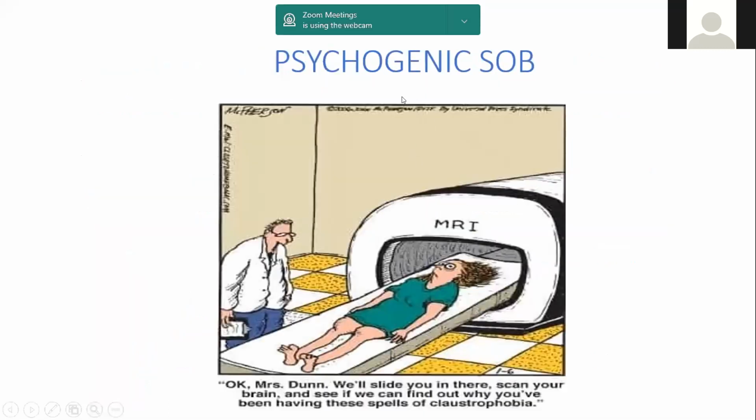Here is a scenario of psychogenic shortness of breath. A lady who is suffering from claustrophobia is being evaluated by an MRI, and she is terrified on entering the tunnel of the MRI, which is likely to cause more claustrophobia. But this sort of investigation should be avoided because in many cases it will be very difficult to complete the investigations. The open MRI is a solution, but it's not available everywhere.